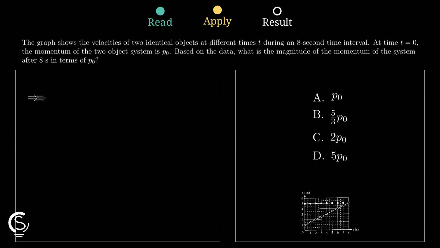Next, look at the velocities at 8 seconds. We see values of 2 and -4/3. Adding these results in a final system momentum magnitude of 2/3 m total.